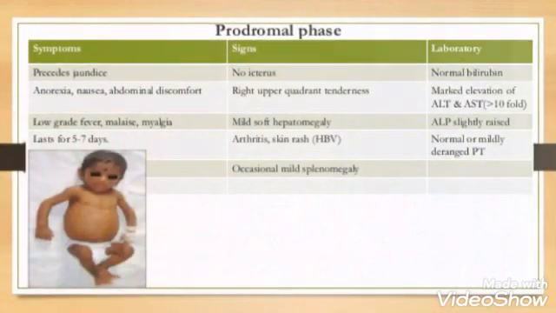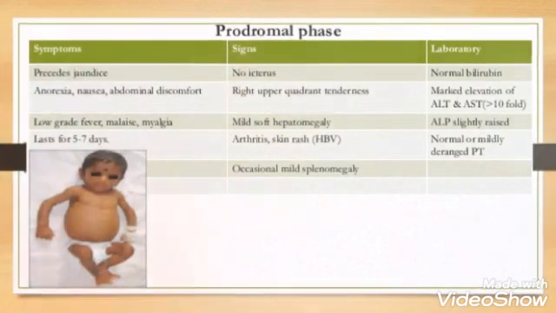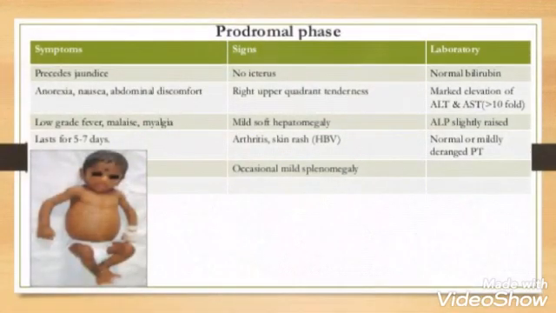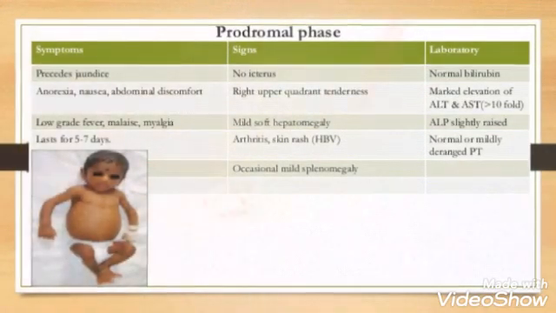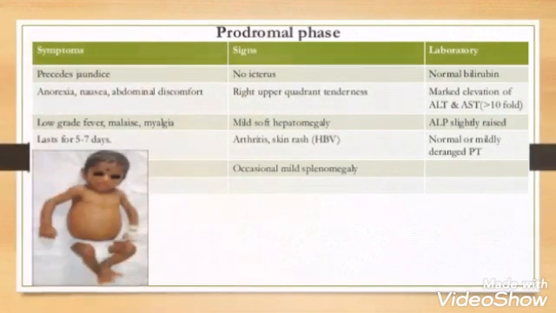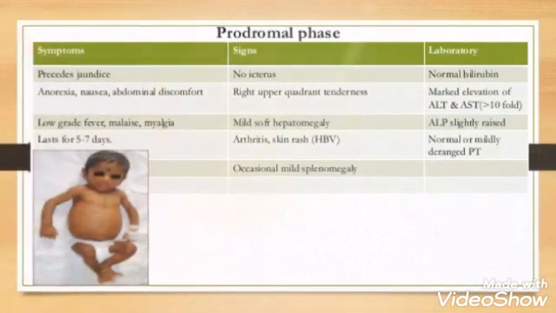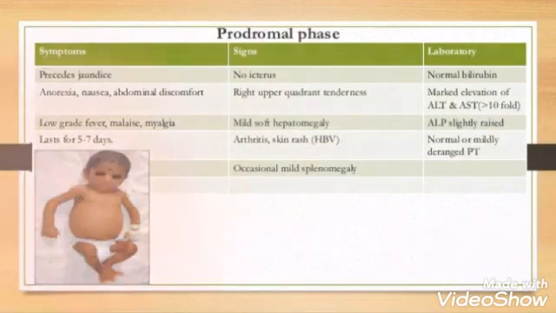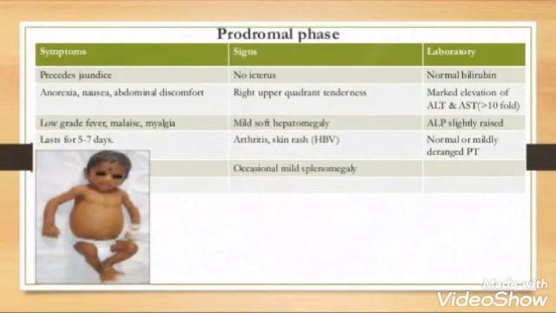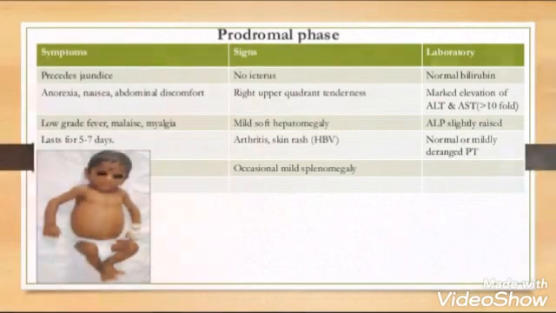Anorexia, nausea, abdominal discomfort, low-grade fever, malaise, myalgia lasting 5 to 7 days. These were the symptoms. Then the signs you are going to see: right upper quadrant tenderness, mild soft hepatomegaly, that is enlargement of liver, then arthritis, skin rashes, that is HBV, then occasionally mild splenomegaly. So these are the signs and symptoms you'll be noticing in the prodromal stage.